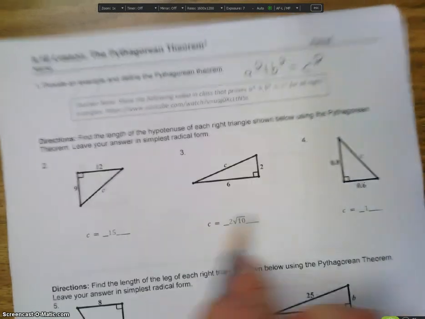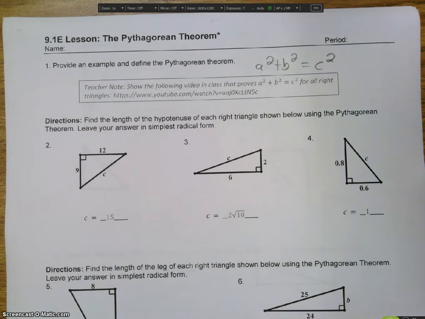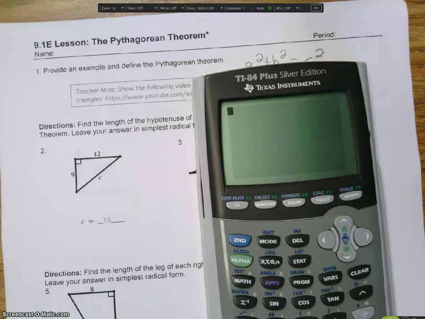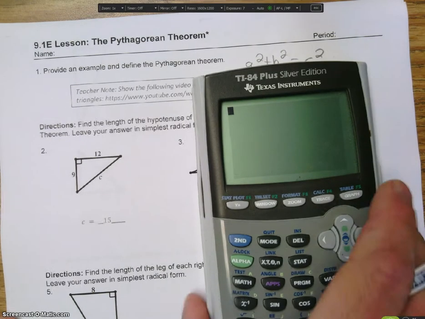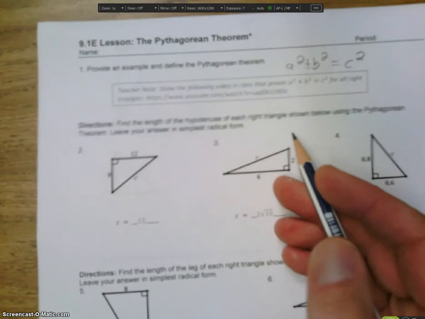So these are all the answers. This is my teacher's edition. Now I'm just going to show you how to get a few of the answers. You should have a calculator and your 9.1e lesson. Here we go.